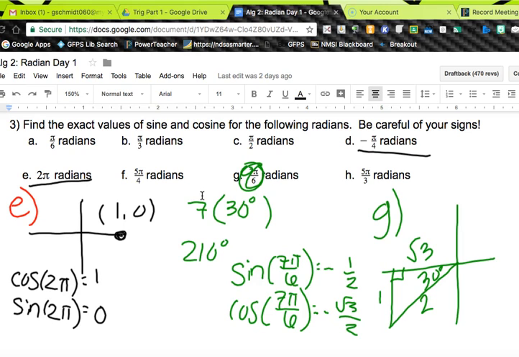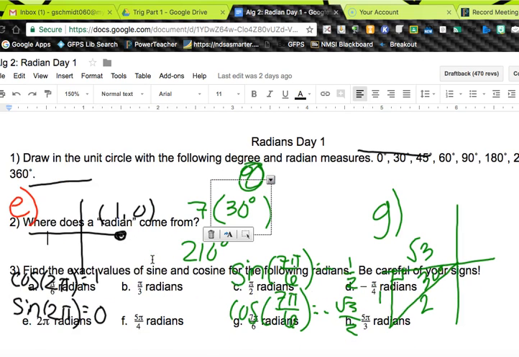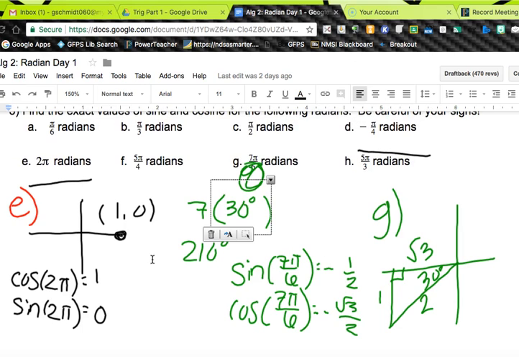First hour had less time than you, and a lot of them were able to finish these bottom ones. So your homework is that sheet, and then this maze sheet. This maze sheet is just practicing the converting. Number 1 asks you to draw that circle with all the degrees in there and the radians. That circle is the first question on your test. So you need to have that circle memorized. Number 2 asks you where radian comes from, and then the actual math is on the bottom part.